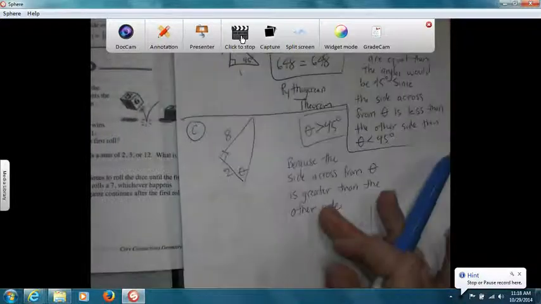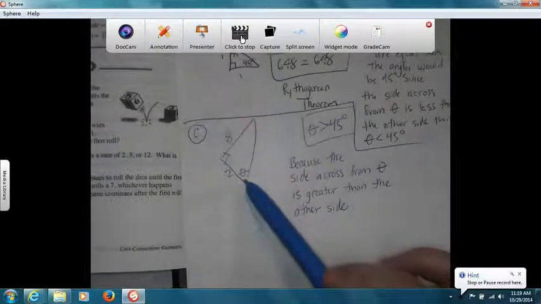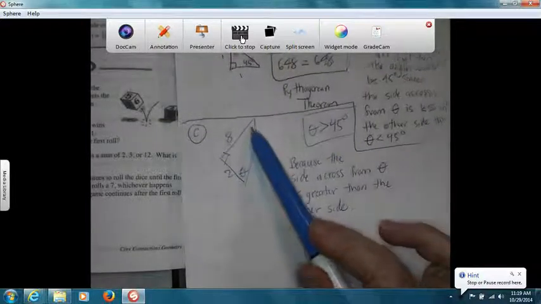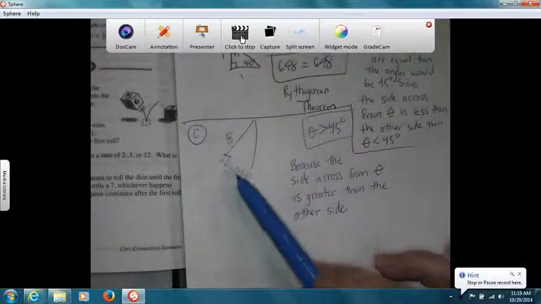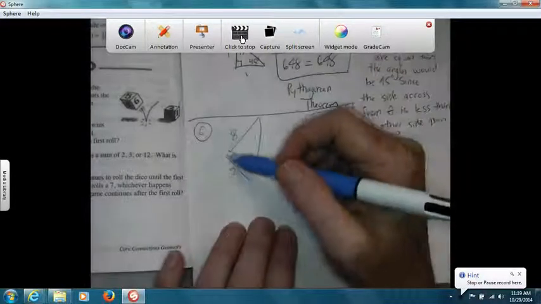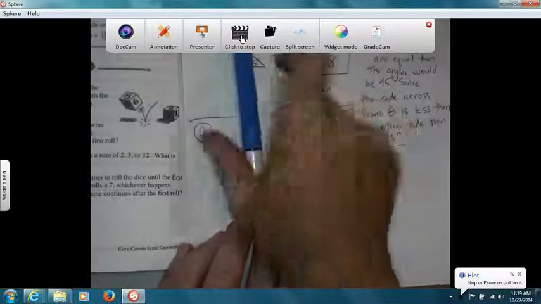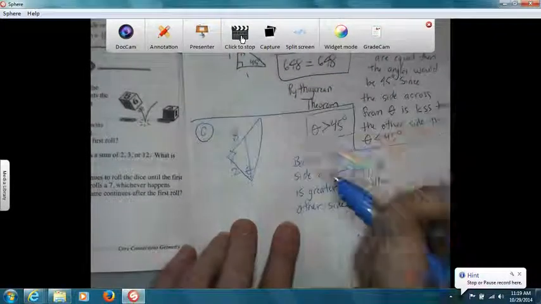But since this is a longer side, it's going to be across from the bigger angle. And so this angle's going to have to be bigger than 45, and likewise, this would be less than 45, because of the ratio of the sides. Always the angle across from the larger side is going to be a larger angle. And remember when we used the linguini, if I wanted to close this angle up some, it would force this side to get shorter, right?